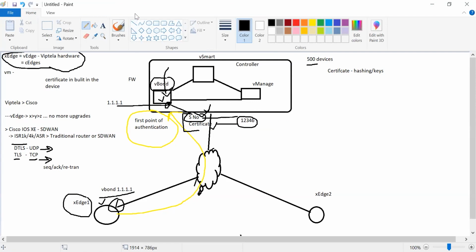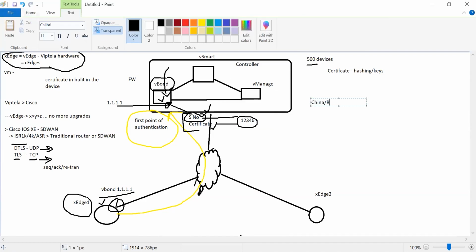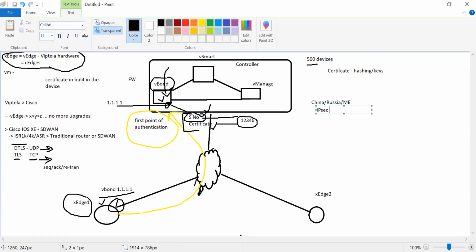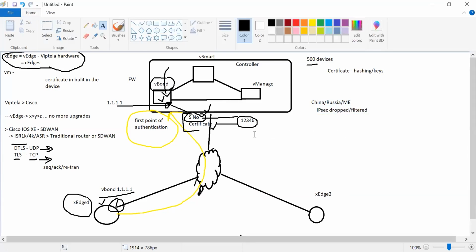So if you have seen the regulatory issues with, let's say, China or Russia or the Middle East, right? You might have seen that IPsec packets are sniffed or dropped, filtered, right? I think we cannot take out any IPsec data from China, at least. They do not allow it. It happens similarly with Russia as well as certain countries in the Middle East. So IPsec packets are filtered.